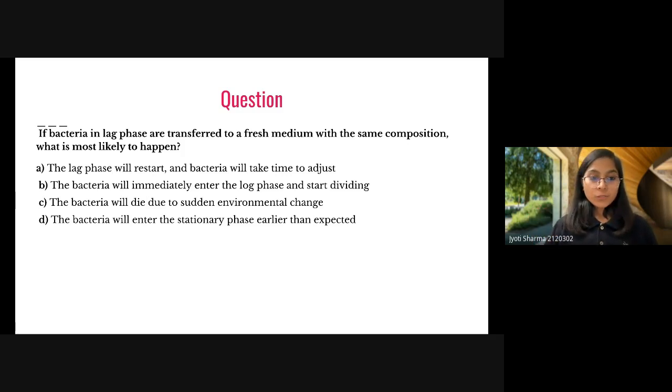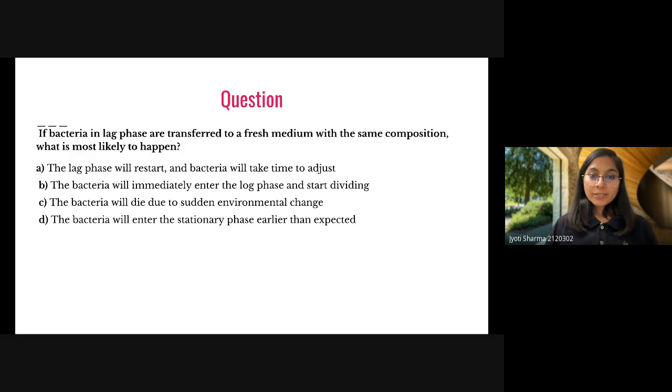So I have four options. The lag phase will restart and bacteria will take time to adjust. The bacteria will immediately enter the log phase and start dividing. The bacteria will die due to sudden environmental change. The bacteria will enter the stationary phase earlier than expected.